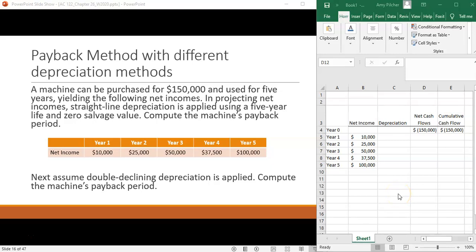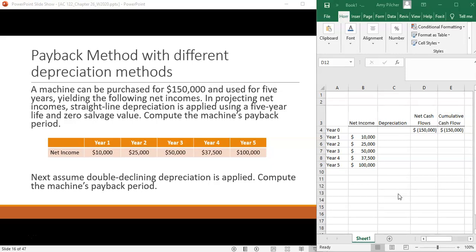Okay, so we're looking at the payback method with different depreciation methods, because we know that depreciation affects our cash flow amounts when we're doing our estimated annual cash flows in order to make capital investment decisions. So we're looking at a piece of equipment that can be purchased for $150,000. The first thing that we're going to look at is straight line depreciation, 5-year life and 0 salvage value.